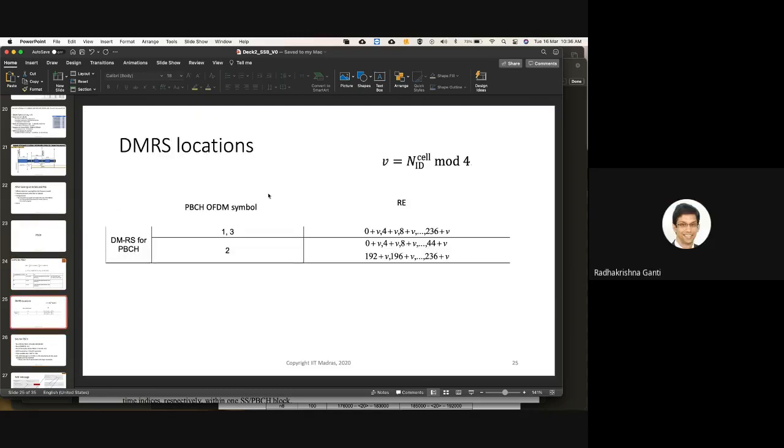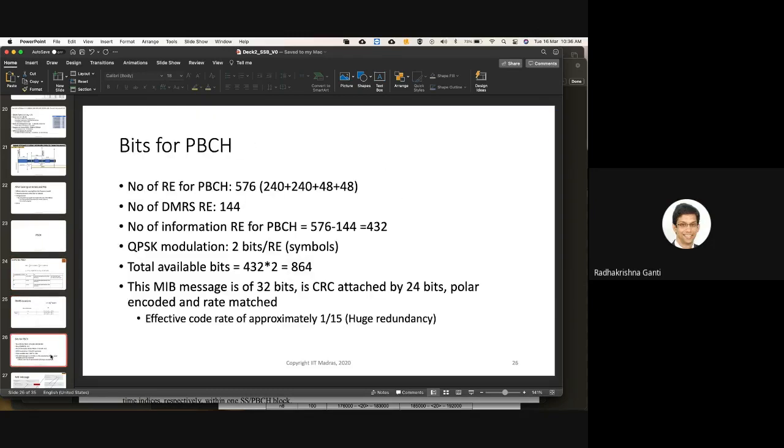I also put the DMRS location here. So how many bits are there for PBCH? It turns out the number of REs for PBCH: this is the zeroth OFDM symbol, and this is the first and the third OFDM symbol. For the second OFDM symbol, you have half small parts, 48 plus 48. So there are 576 REs for PBCH.